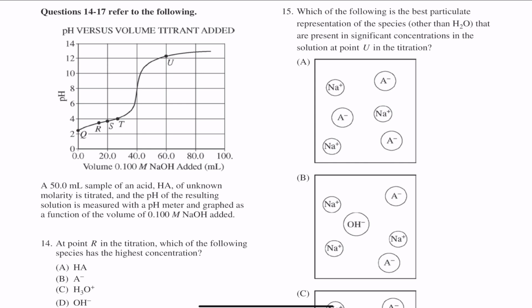hydroxide added. Now, sodium hydroxide, notice, is a strong base, and that is why as you go all the way to the right, it's reaching a very high pH of about 13, a little above that. Well, you can only get that if you have a strong base.